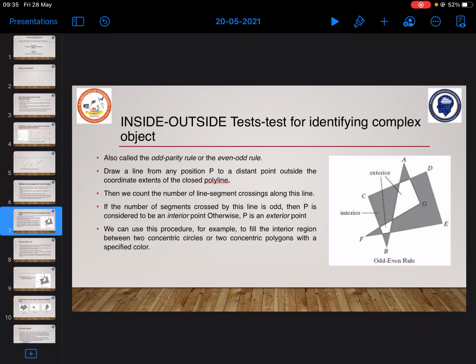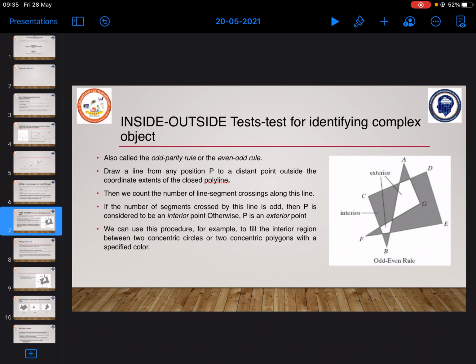Next, the topic is how to test the inside and outside of a polygon, which can also be called the interior and exterior parts of the polygon. There are two methods used to test the inside and outside. One is the odd parity rule and the other is the winding number rule.